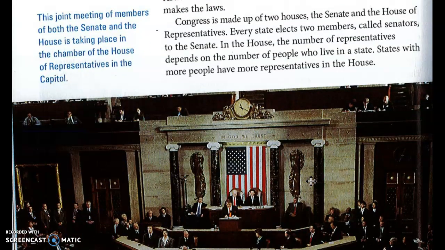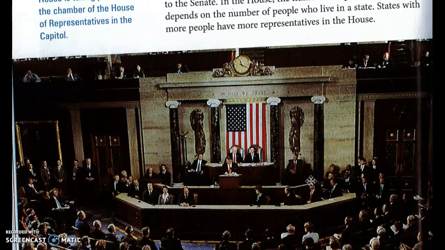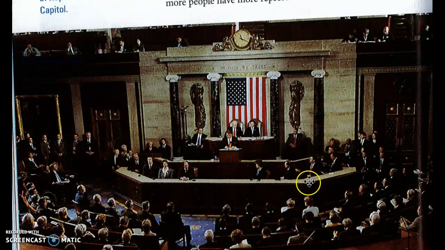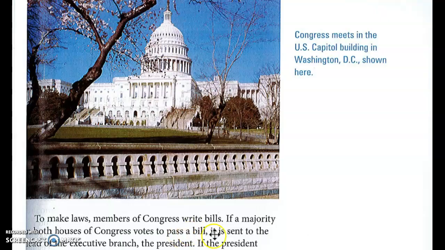This joint meeting of members of both the Senate and the House is taking place in the chamber of the House of Representatives in the Capitol. Congress meets in the U.S. Capitol building in Washington, D.C., shown here.